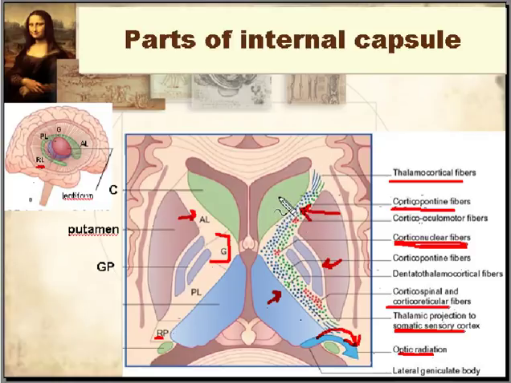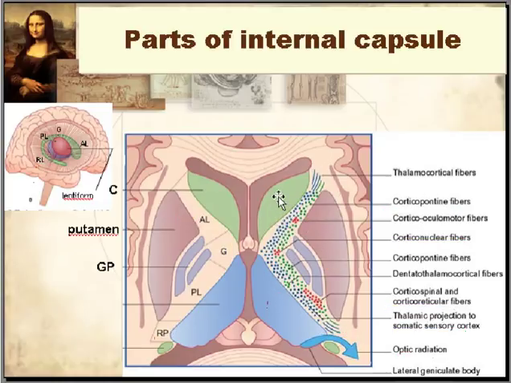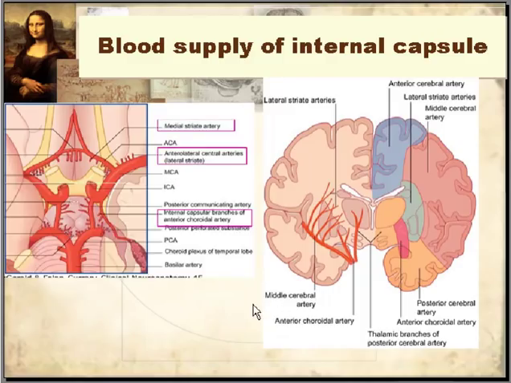The blood supply of the internal capsule is extremely important, because if there is a problem in the internal capsule, depending on the area which is involved, we will show neurological deficit in those areas. Now, the internal capsule is supplied by a branch of the internal carotid artery, known as the anterior choroidal branch, which is this one. And if you look, you can see it is supplying the posterior limb of the internal capsule.